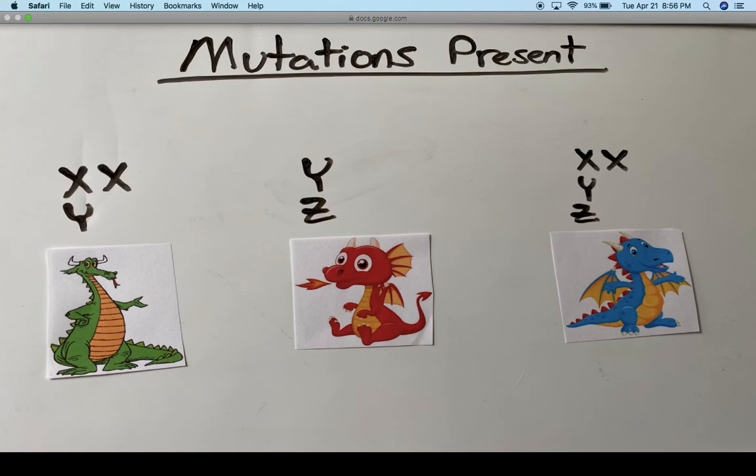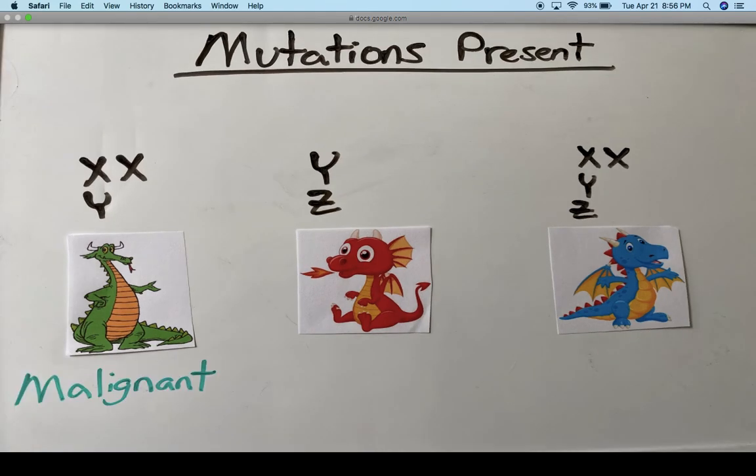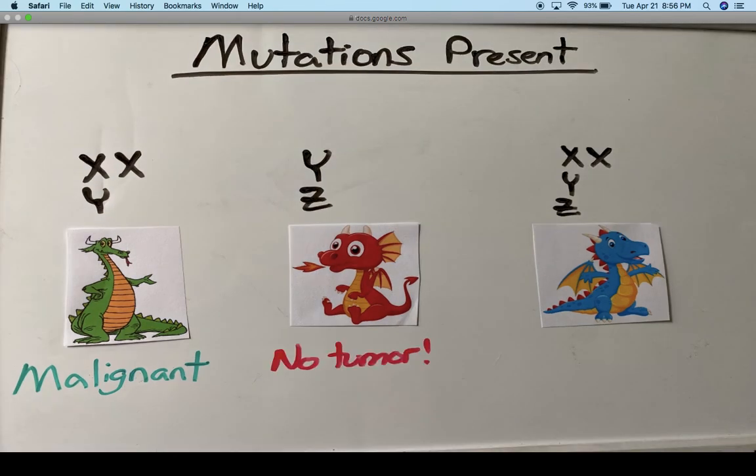The green dragon has a mutation in both X alleles and one Y allele. This corresponds to the dragon having a malignant tumor. The red dragon has a mutation in one Y allele and one Z allele. This corresponds to the dragon not having a tumor at all.